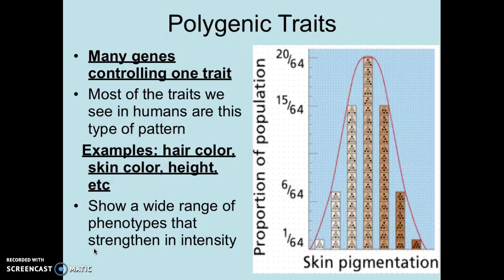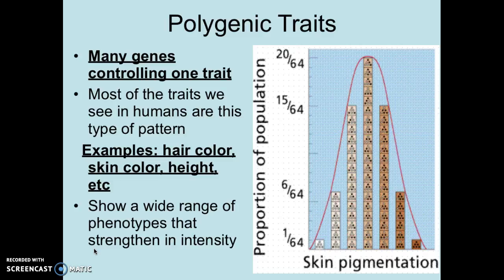The last type of inheritance pattern we're going to talk about is polygenic traits. Poly means many, genic, genes: many genes controlling one particular trait. These are traits where we see a wide variety within the human population, such as eye color, height, skin color, shoe size, and so on.